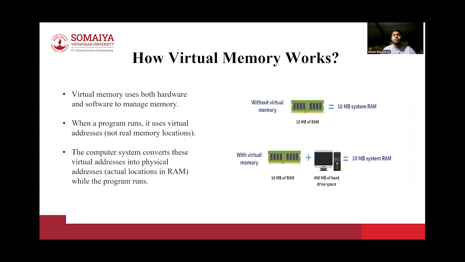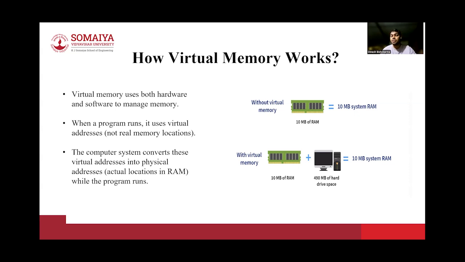So let's see how virtual memory works. When a program runs, it uses virtual addresses instead of physical memory locations. The memory management unit converts these virtual addresses into physical addresses that point to actual locations in RAM. So if the system runs out of RAM, it uses a part of the hard disk or SSD as extra memory space. This lets larger programs run even when the physical memory is small.